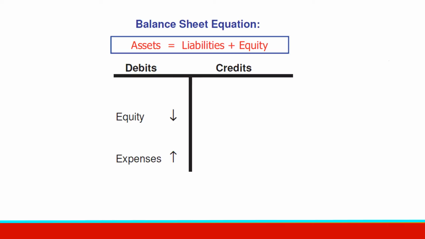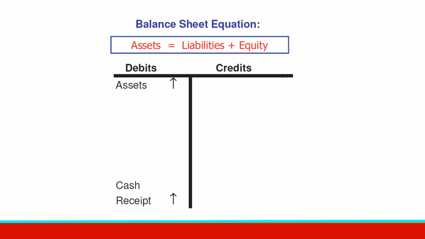Now, when we record an expense, it decreases retained earnings, and retained earnings is a kind of equity. So therefore, when we book an expense, it's a debit, just like when we decrease equity, it's a debit.